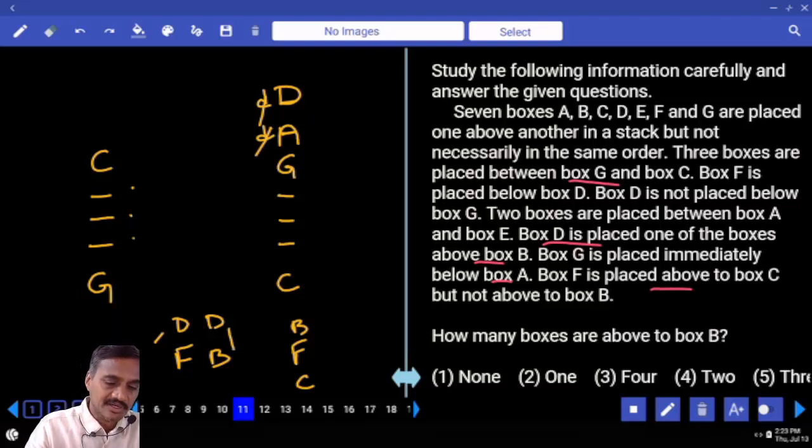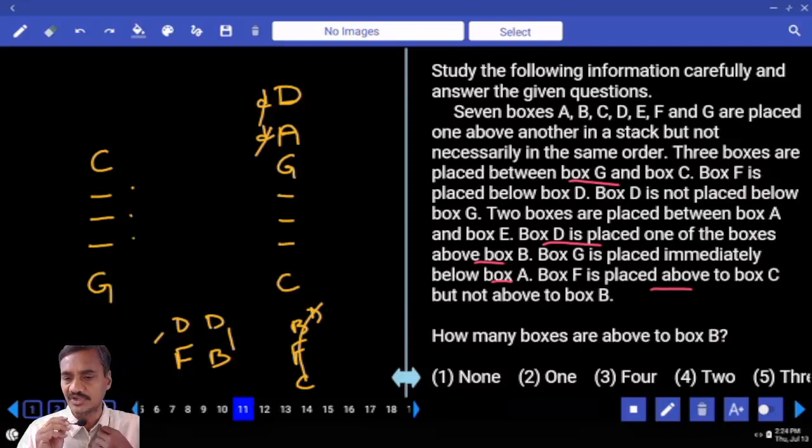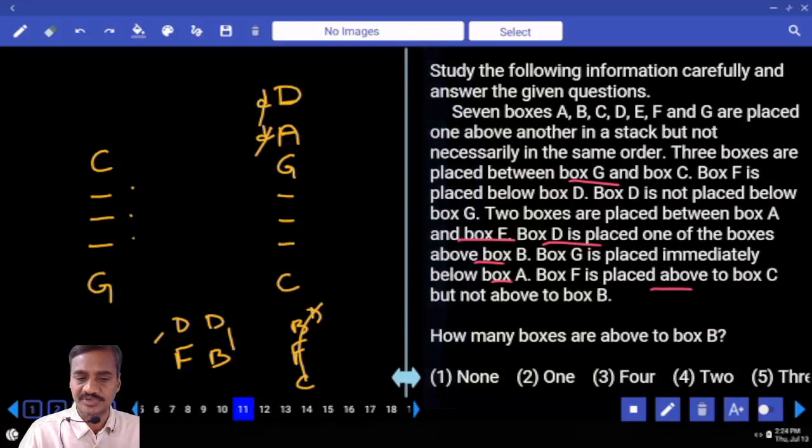And again, D is above this one, hence D, B, F, C must be the order. And what is the next one here? G is already here. And what are the remaining elements we have? F, C. Then any information regarding C here? Two boxes between A and E.